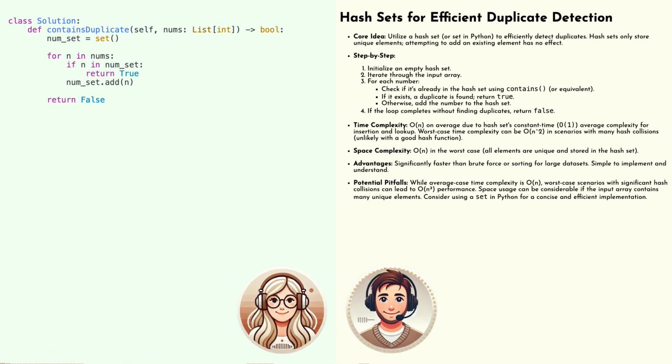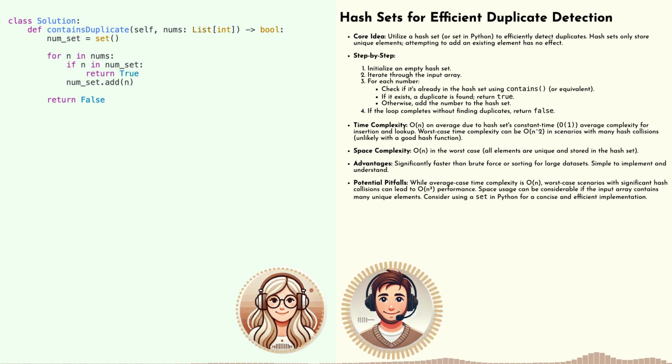Well, we could start with an empty hash set, and then we'd go through our array, one number at a time. For each number, we ask, is this number already in the hash set? If it is, boom, we found a duplicate. If not, we add it to the hash set and move on to the next number.